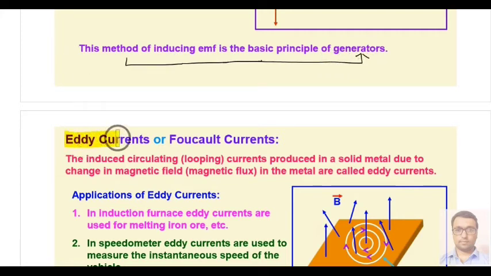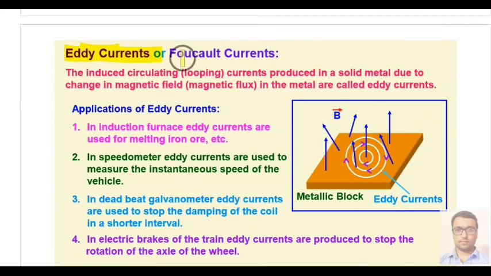Now the next topic we have is eddy current or focault current. What is the eddy current actually? The induced circulating current produced in a solid metal due to a change in magnetic field or flux in the metal is called eddy current.